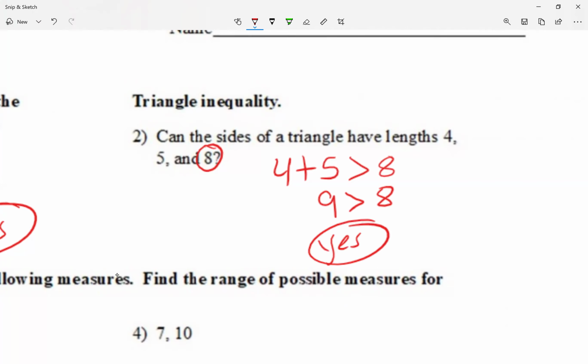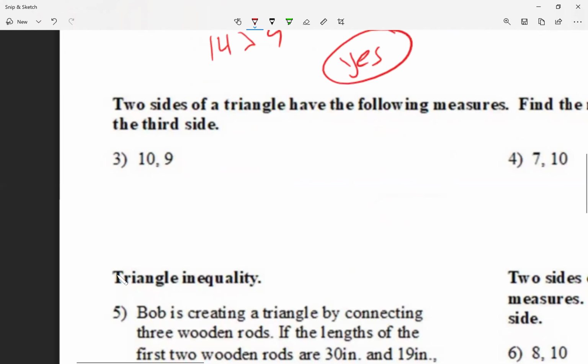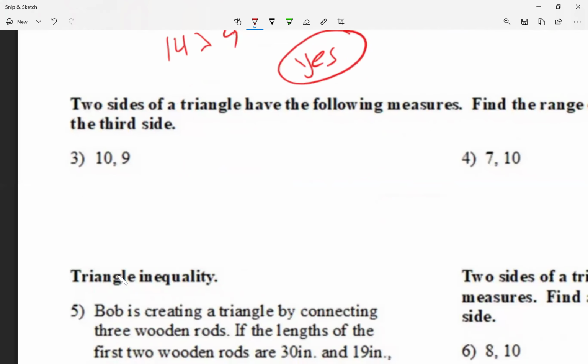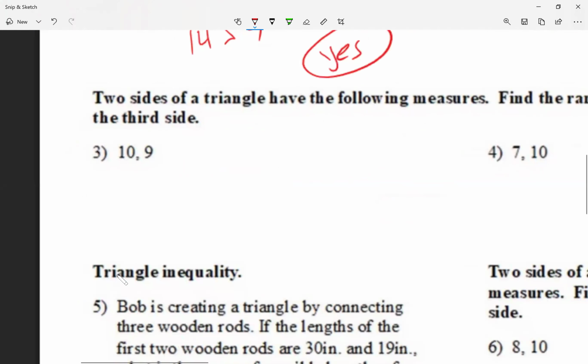Some of your answers will be no's. Okay, now let's take a look at this one. Two sides of the triangle have the following measures, 10 and 9.